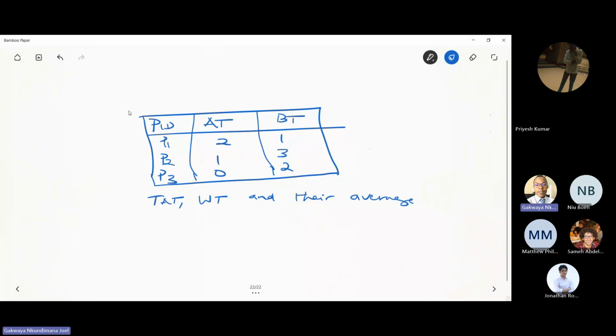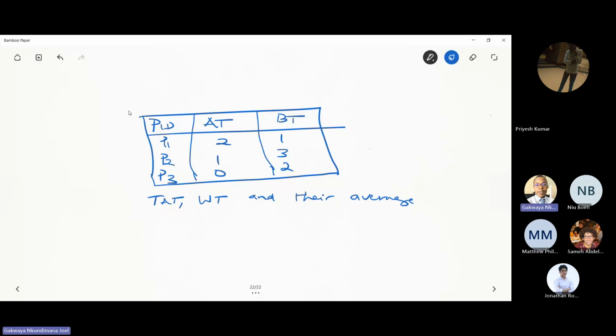Before I forget, your assignment will be to compare the average time of shortest job first and first come, first serve. You can check both. You can do it in the same case and then find which one has more waiting time.